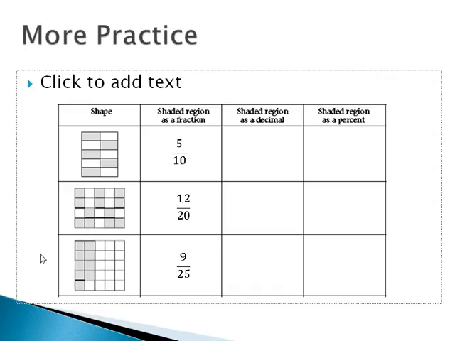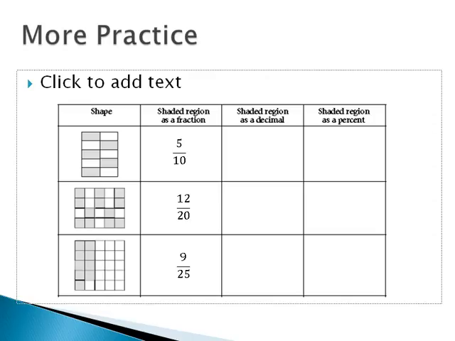Okay, back to part 2. So we were looking at these shapes, and we figured out that we can write them as a fraction very simply. Count up the equal parts that make up the whole, that's your denominator, and the shaded parts, that's your numerator. So we've got all those set up. Now we're going to go look at shaded region as a percent.